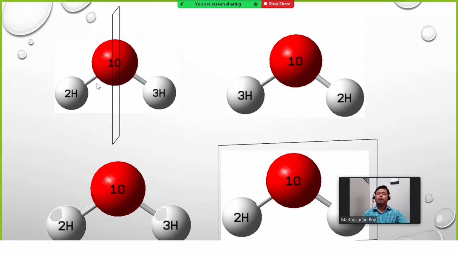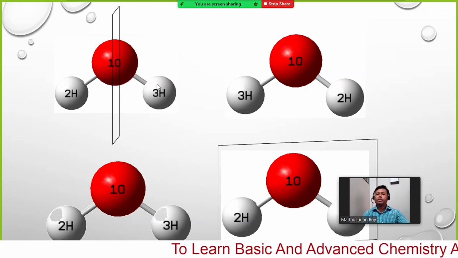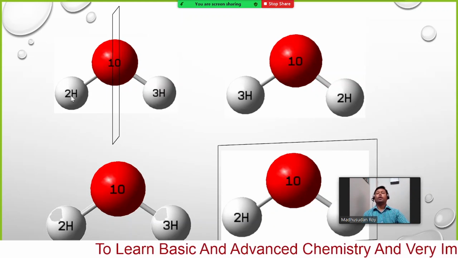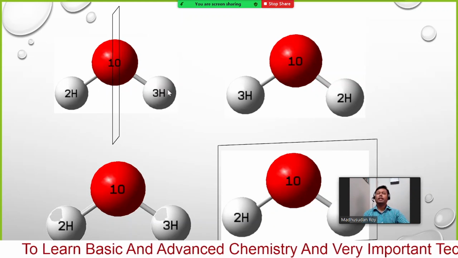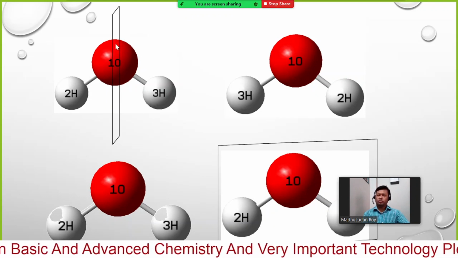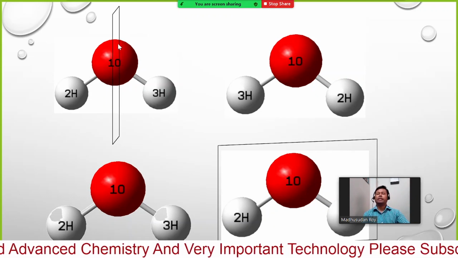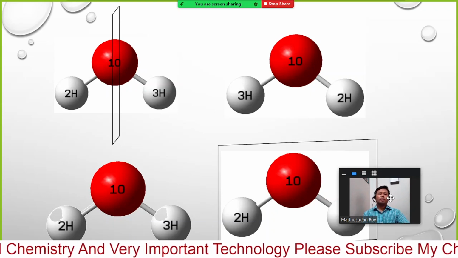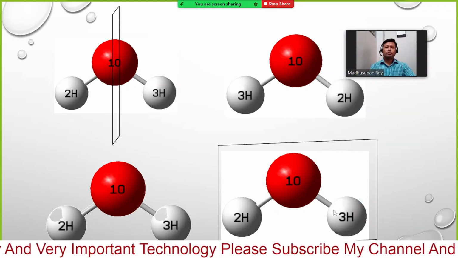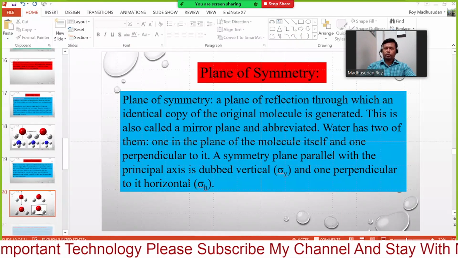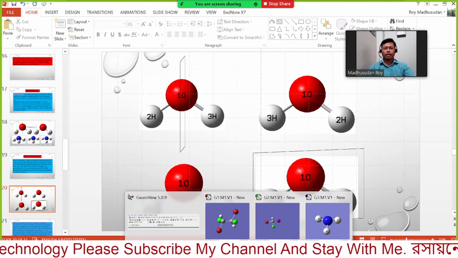Now this hydrogen and this hydrogen are exactly similar to each other, therefore you can consider that they are symmetric, so these are identical. So this is a plane of symmetry. Let us show you the actual water molecule, what happens.